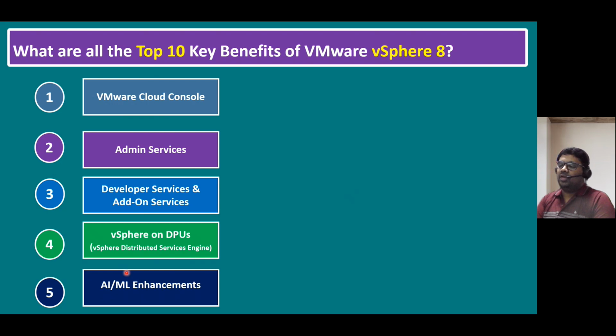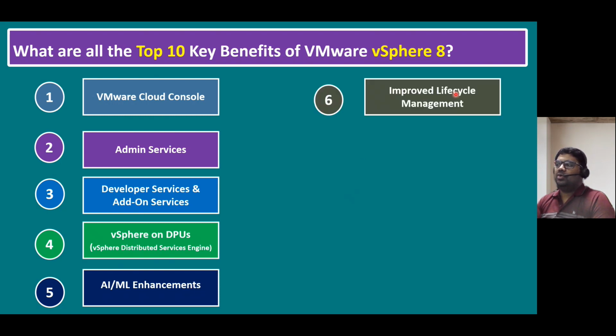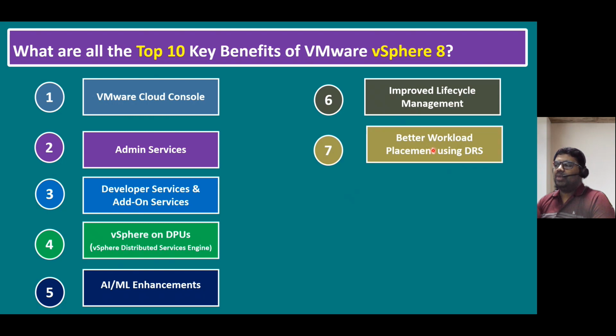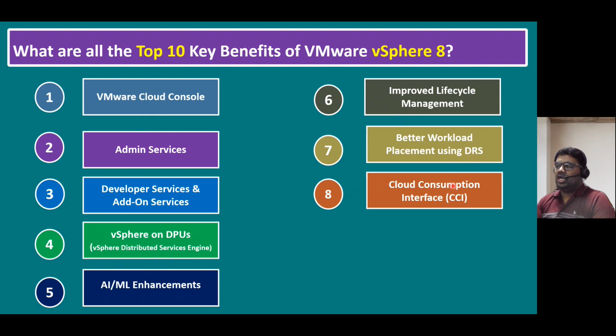And the fifth key benefit is AI/ML enhancement. Compared to the previous model, now based on the customer requirement, the AI and ML enhancements are done using DPU models and also the GPUs. And improved lifecycle management. Few of the lifecycle management tasks are automated compared to the previous version. And better workload placement using DRS, Distributed Resource Scheduler. DRS enhancements were also done with the vSphere 8 version. And cloud consumption interface was also introduced.